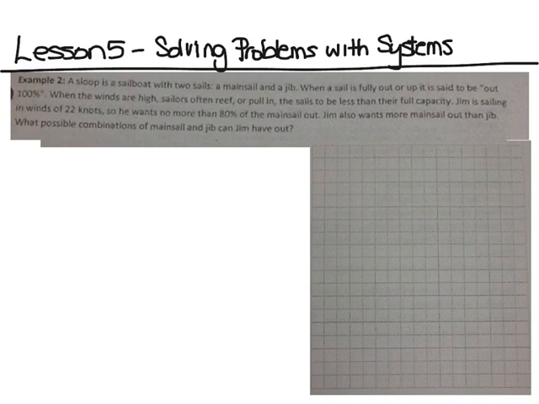Example 2. A sloop is a sailboat with 2 sails, a mainsail and a jib. When the sail is fully out, it's said to be out 100%. When the winds are high, sailors often reel or pull in the sails to be less than their full capacity. Jim is sailing at a wind of 22 knots, so he wants no more than 80% of the mainsail out. Jim also wants more mainsail out than jib.